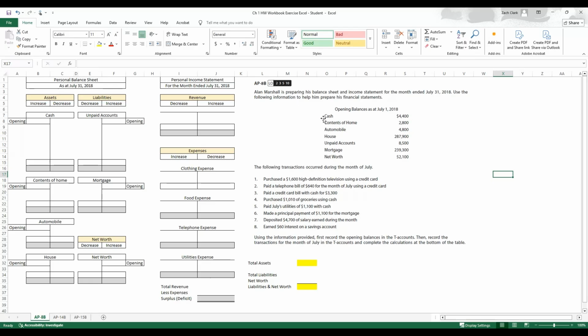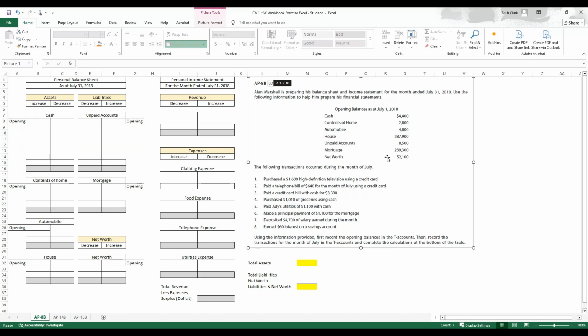His assets here, remember, so assets, the things that he owns, cash, the contents of his home, automobile, his house, and those are all of his assets. And so you can see over here under the, I should highlight here, the assets section, all of these, we have cash, contents of home, automobile, and house. And then on the liabilities side, he has unpaid accounts. So we've got $8,500. And then we've got a mortgage, so a loan that he took out to purchase the house, basically. And so here we've got our liabilities.